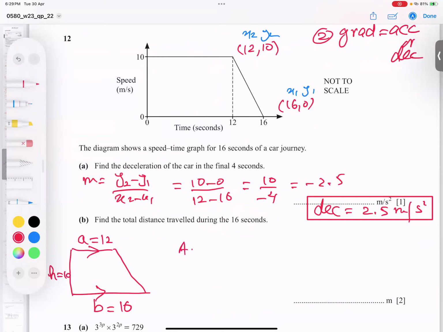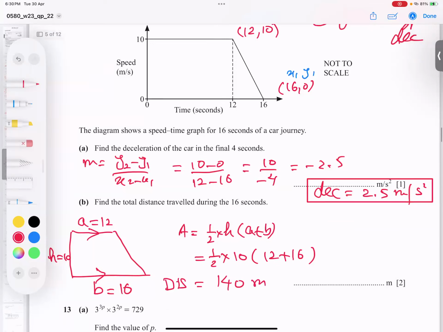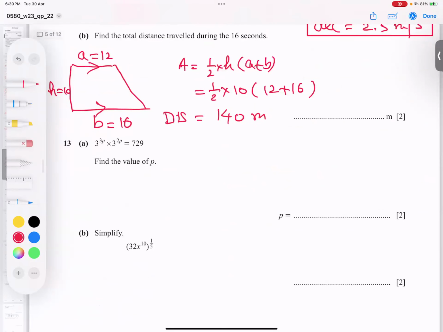The trapezium area formula is half times H times (A plus B). Don't forget it, please. Write it 2 or 3 times because this formula comes frequently in exam papers. So 12 plus 16 is 28, half of that is 14, times 10 gives 140. I'm not writing area now, I'm writing distance, so it's in meters. I hope it's clear.